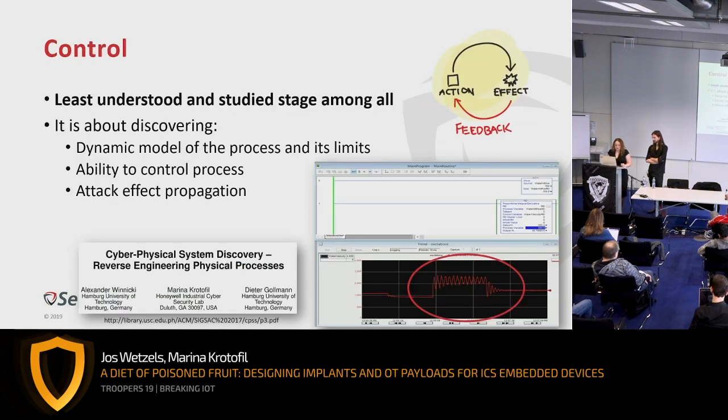So the next stage is control, because the previous stage was static. You understand the static behavior of the process, but processes are actually dynamic because they change with time. As soon as you change something, you adjust the control, the actuator, and the process changes. So control is about figuring out the dynamic behavior of the process and the ability of the attacker to maintain controllability of the process and how much he can push it, because the attacker wants to do something abnormal to the process. Is he able to do that? So basically, you will have to probe the process and see the responses of the sensors. And again, this is the least understood and studied stage among all.